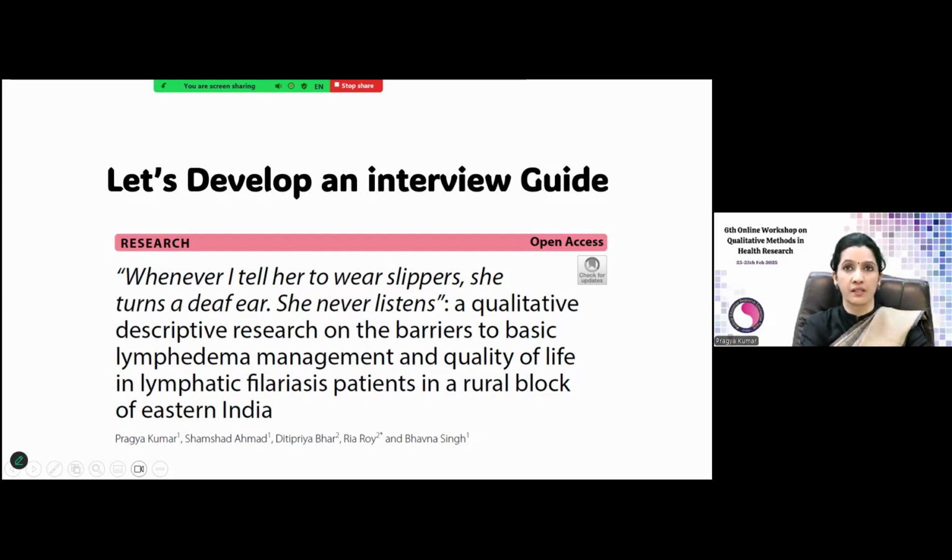She never listens. This is a qualitative descriptive research on the barriers to basic lymphedema management and quality of life in lymphatic filariasis patients in a rural block of Eastern India.